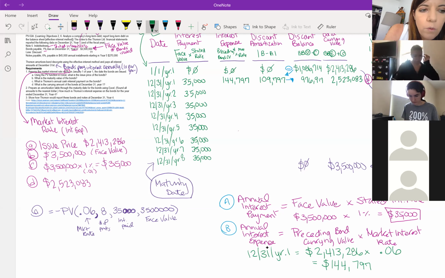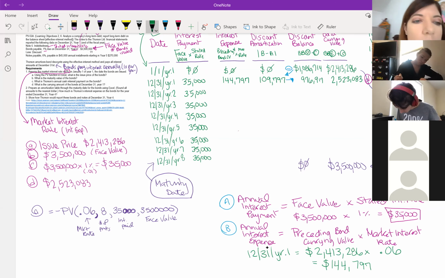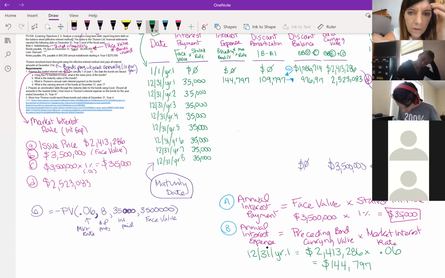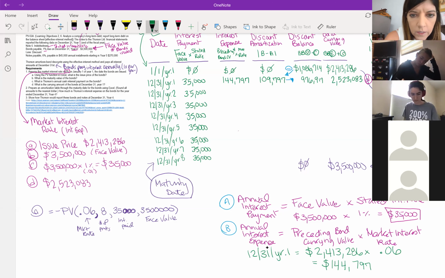And the next question for part two, it's saying prepare an amortization table. Obviously, we're doing that. How much is Thornton's interest expense on the bonds for the year ended December 31st, year four? So we have a few more periods to go before we get to that question. Do you guys want to do the next few years by yourself just to practice? Sure. Okay, I'm going to pause the recording.